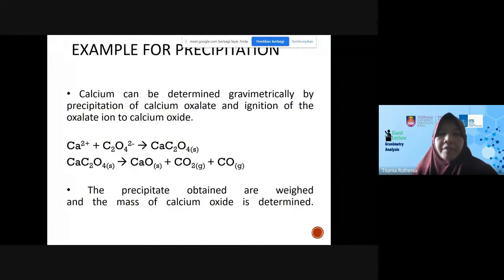This is the example for precipitation. As we just previously learned, calcium can be reacted with oxalate to form calcium oxalate, and then it will be ignited so that it becomes calcium oxide and releases carbon dioxide and carbon monoxide. So the precipitate that we get, this calcium oxide, we weigh, so that the calcium oxide is determined. And then in this method, we can also find the quantity of calcium in the sample.